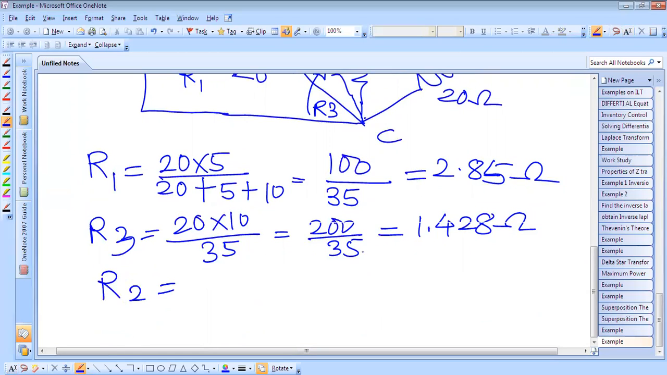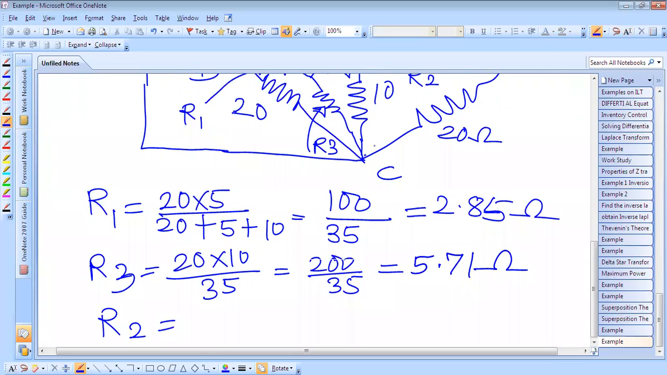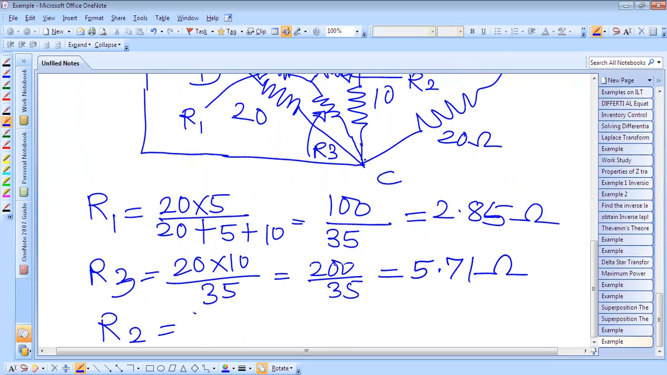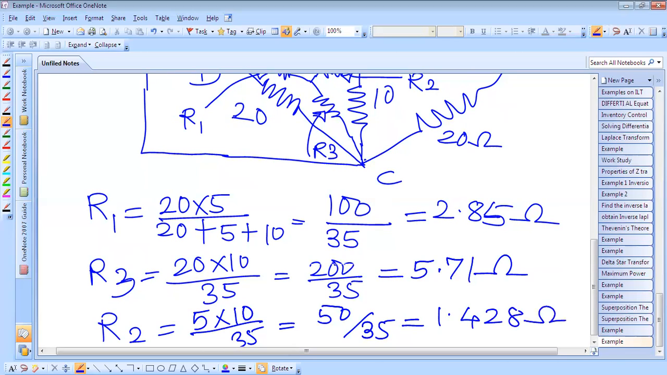R3 is 5 into 10 divided by 35, so this is 50 by 35. This is coming equal to 1.428 ohm.